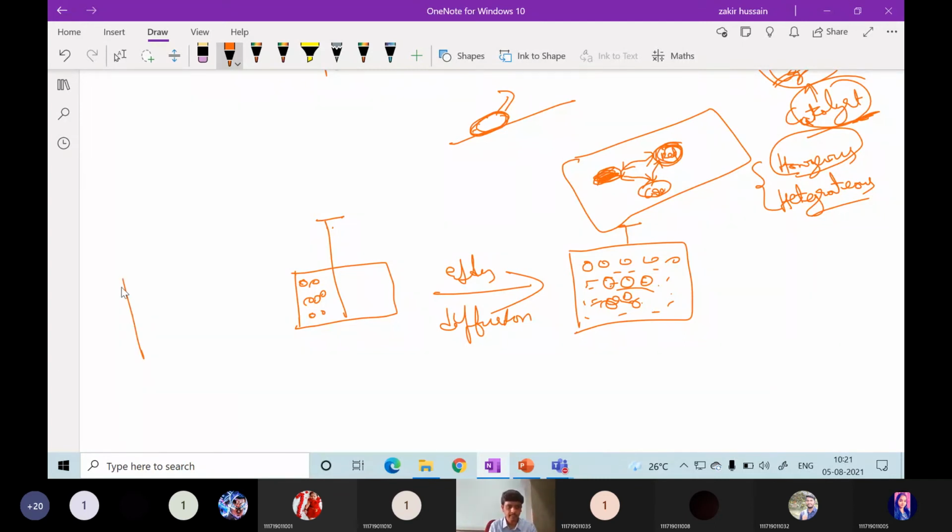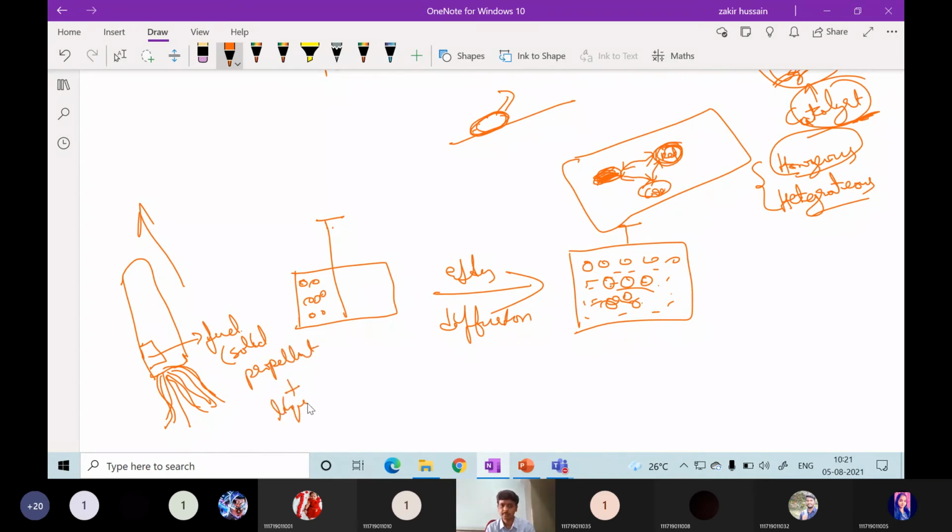For example, let us see. This is some rocket or some jet. In the rocket, you might be seeing something burning like this. Some combustion gases will be released and it will be flying like this. So how is this possible? Inside this, there will be some fuel tank. That fuel can be anything, solid propellant, that is called a propellant, or liquid propellant.